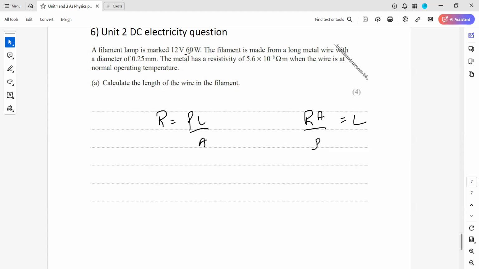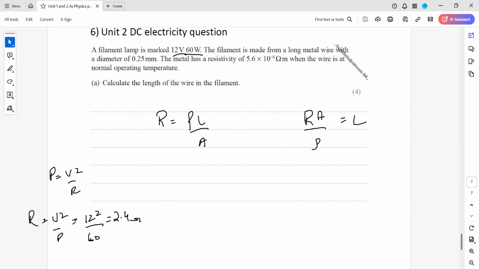We have the power and we have the voltage. How do we find the resistance? We can use P equals V square over R, or you can first find the current and then use V equals IR. You can get the same result. So P equals V square over R, so R is equal to V square over P, where V is the voltage 12 squared and P is the power 60. That will give us the resistance of this filament lamp, which will be 2.4 ohm.